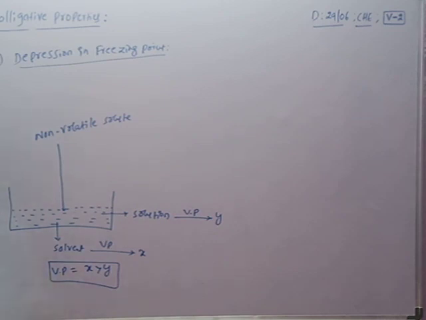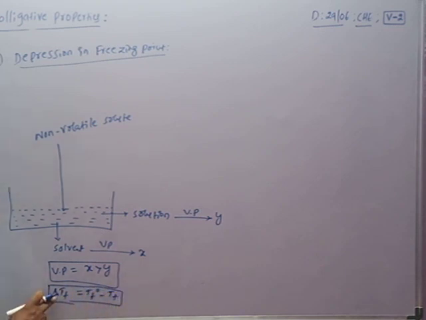Now, with respect to delta T, F means freezing point. In delta TB equal to TB minus TB naught, but delta TF equal to TF naught minus TF. It is simply denoted with delta TF. Delta TF equals TF naught minus TF.